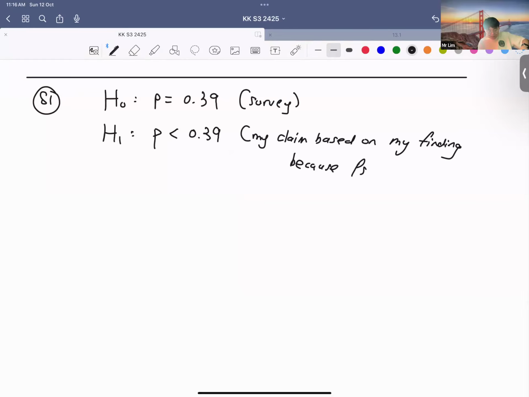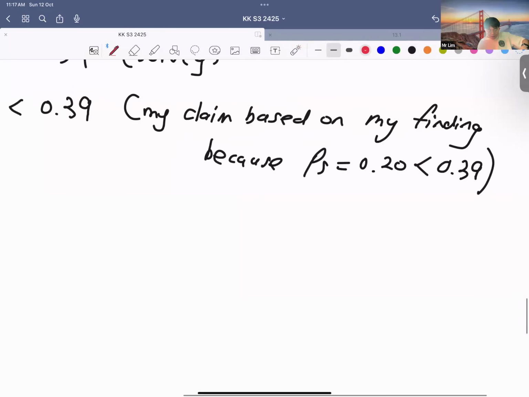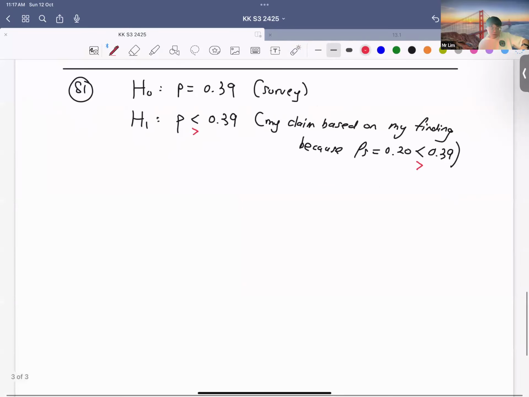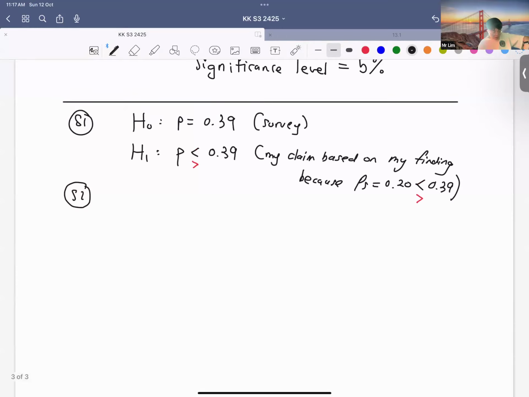P-hat is 0.29, which is less than 0.39. If it is more than, then this is more than, and it will affect your whole hypothesis test. Your step one is always the most important one, but normally people don't see it as that important. Step two, as always, I will just state the significance level is equal to what?